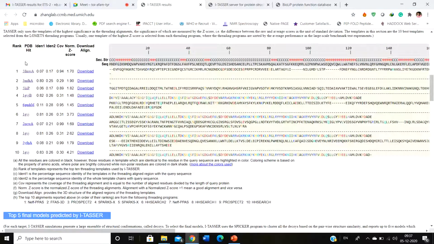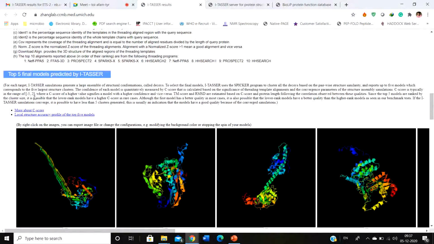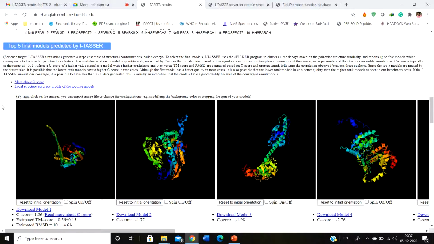Now, apart from that, you also have scores called Ident1 and Ident2. Ident1 is the identity, that means it is the percentage of sequence similarity of your template with your query sequence. And what is Identity 2? Identity 2 belongs to the whole template, how it matches with the whole query sequence. Then you have the Z-score value and all.